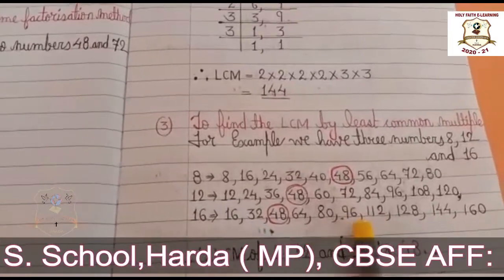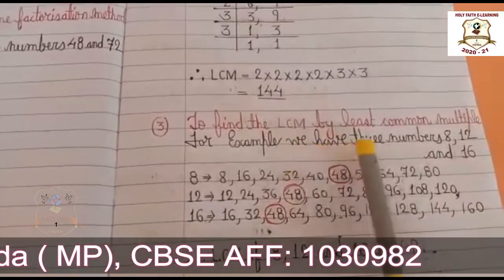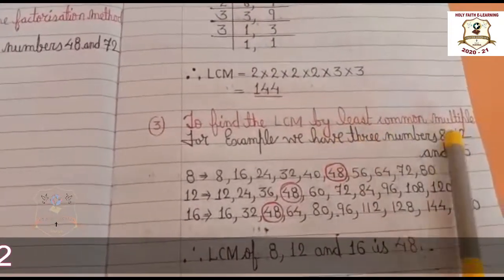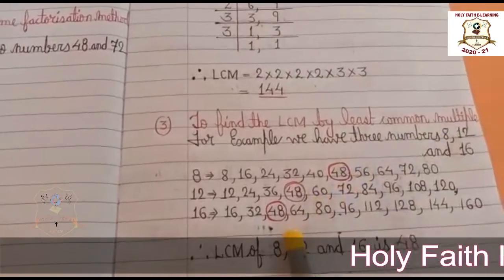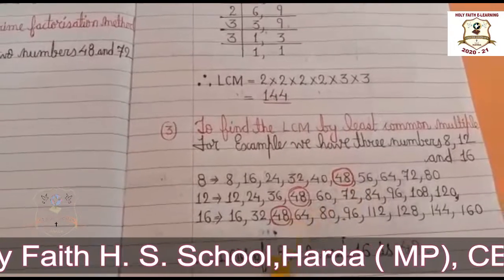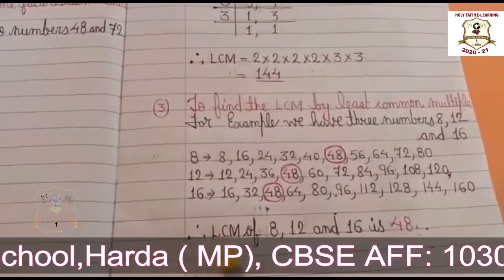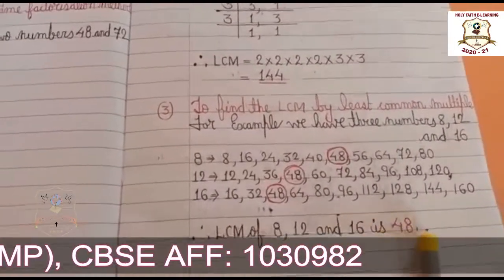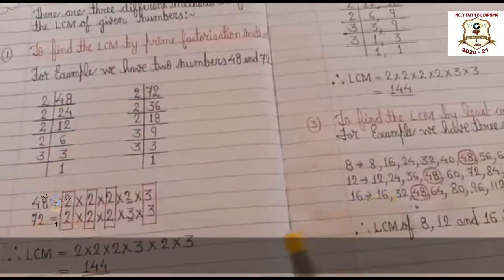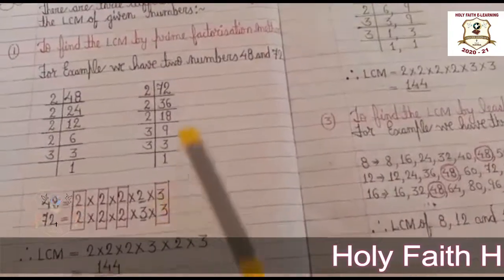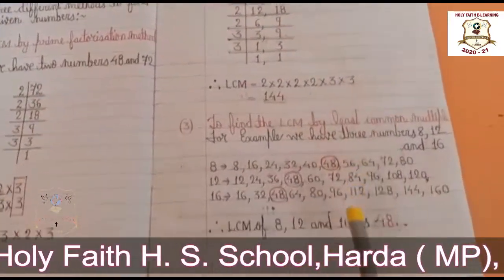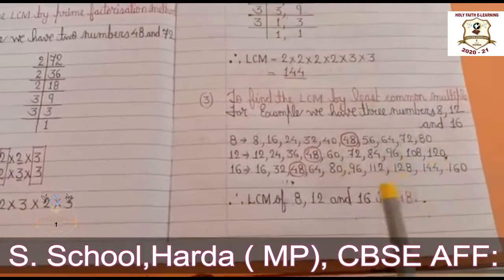When we have to find the LCM by least common multiple, we have to find the least common multiple in the given tables. Okay, so our least common multiple is 48. So our answer for this LCM of 8, 12 and 16 is 48. I hope you understand all these 3 methods, how to find the LCM by prime factorization method, by long division method, and by least common multiples.